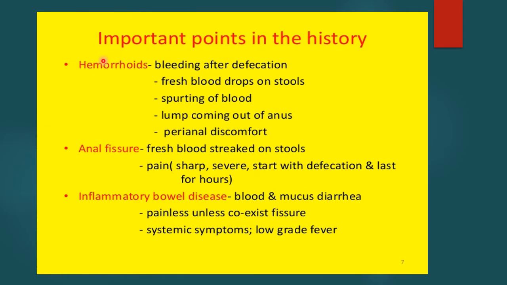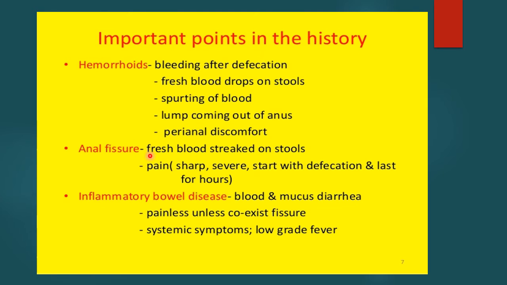This chart shows you the importance of taking a good history in coming to a diagnosis of the cause of lower GI bleeding. Hemorrhoids usually bleed after defecation. Fresh blood drops on the stools. Sometimes there is frank spurting of blood after defecation. Occasionally, it presents as a lump coming out of the anus due to the prolapse. Hemorrhoids also cause perianal discomfort.